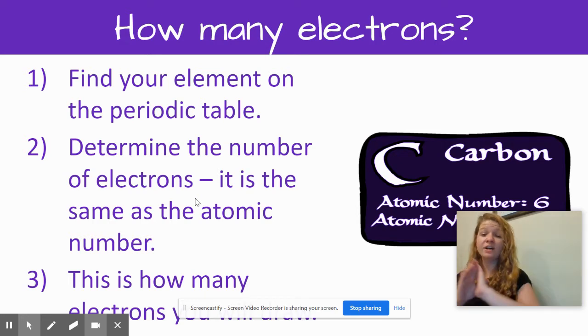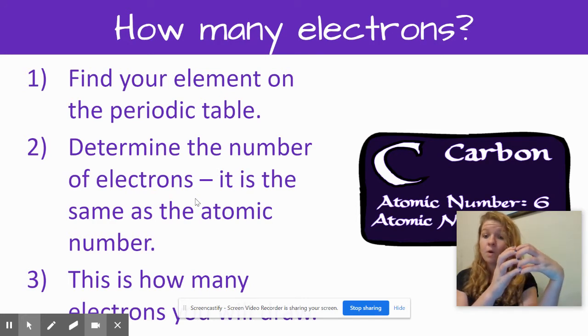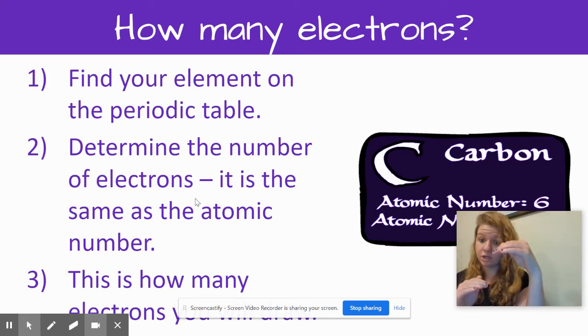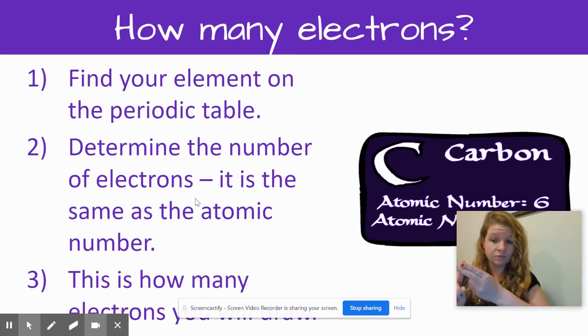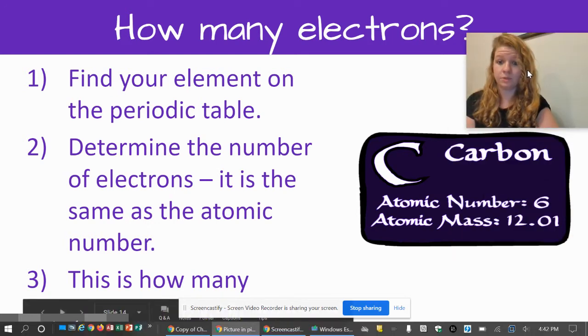Why? We've gone over this 100 times in class. Your number of electrons equals your atomic number when you have an atom with no charge, because your atomic number is what? The number of protons, right? So protons are positive, electrons are negative. If you have a neutral atom, that means your protons are canceling out your electrons. So the number of protons equals the number of electrons. That's why your atomic number equals your number of electrons, okay? So that's how you know how many electrons to draw on your Bohr diagram.